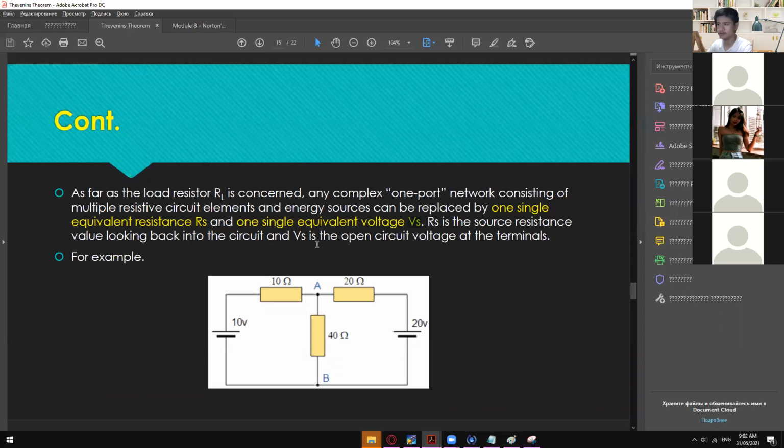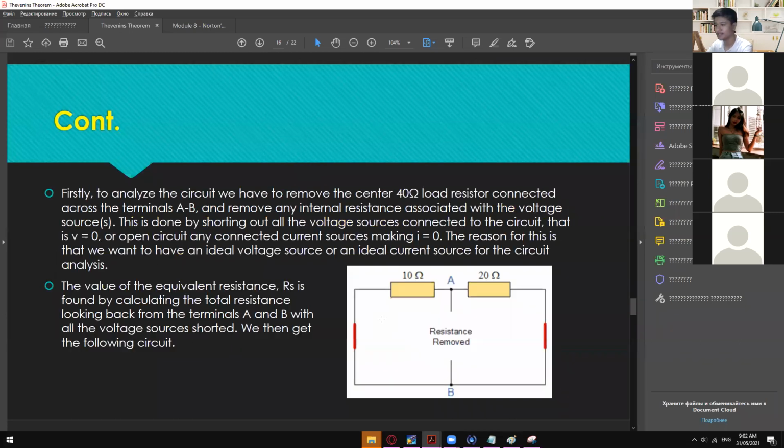So VTH is equal to VS. RS is the source resistance value looking back into the circuit, and VS is the open circuit voltage at the terminals. So we have a similar example, but just different values. Basically the same method on how to get the RS and then the VTH.